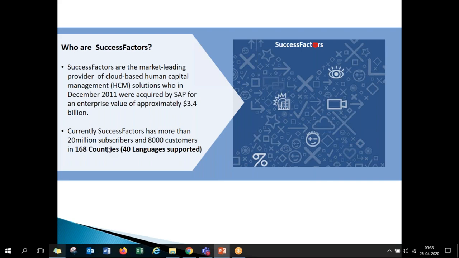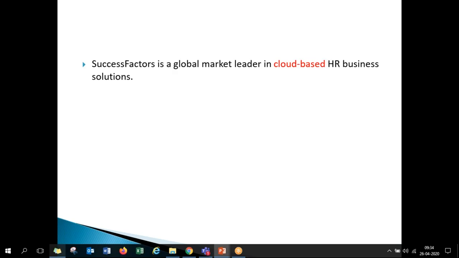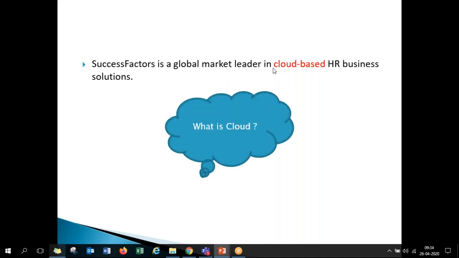So this is where SuccessFactors started and what it is today, over the last 19 years, from 2002 till 2020. This is what SuccessFactors is, where it started and all. Next, one more thing to know is about this cloud. Obviously everyone should agree that today SuccessFactors is a global market leader with respect to cloud-based HR solutions. That's clear already. But what is this cloud basically? Why are we stressing on cloud-based? What should we know about it?